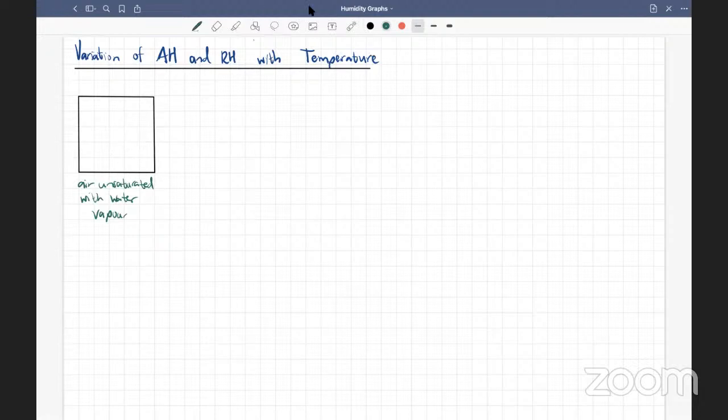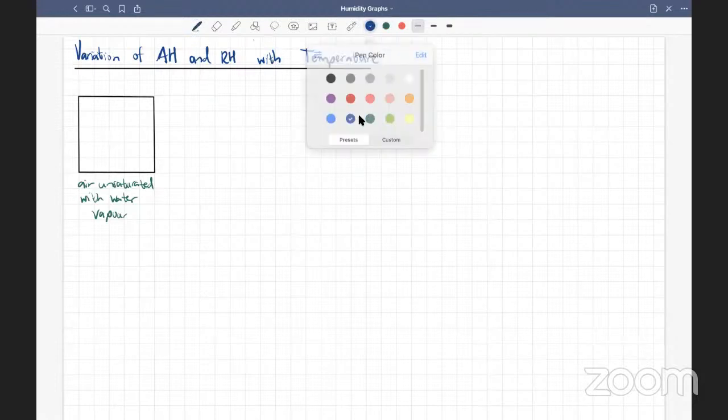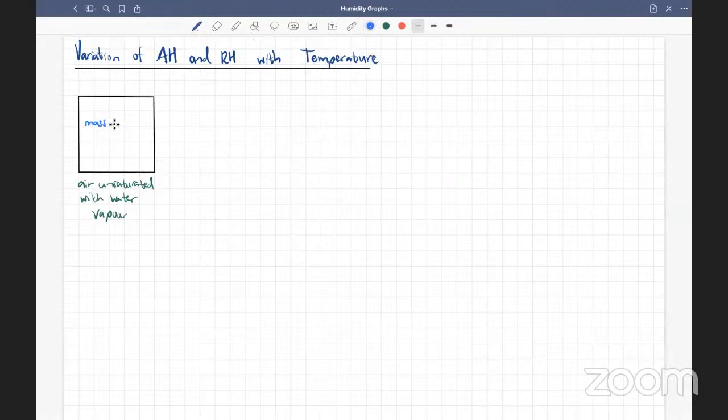So first and foremost, now this air is unsaturated with water vapor, and if I go inside the sample, let's say the mass of water vapor inside it, okay, listen to me carefully now, I'll take the mass of water vapor to be equal to m. That is the mass of water vapor in here.